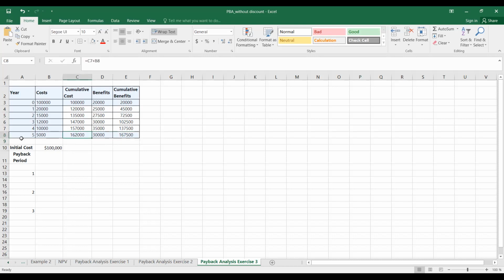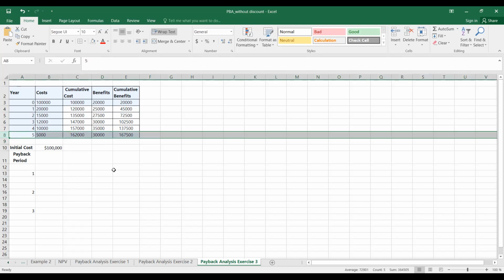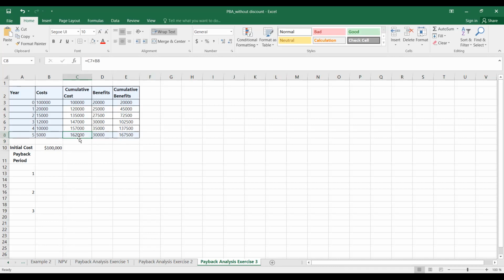So a payback year, you must have guessed it, it's in year 5, whereby you have $162,000 for your total cumulative costs and $167,500 as your total benefit. By the way, total and cumulative, they mean the same thing, okay? So I will go and highlight this in yellow, likewise this, and also the value on year 4 benefits.